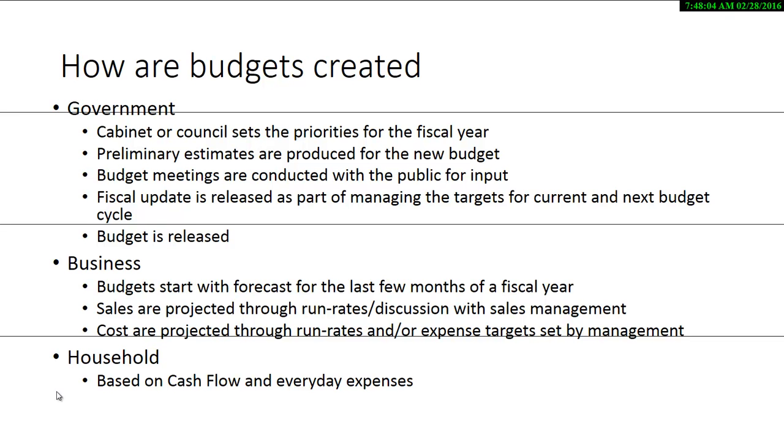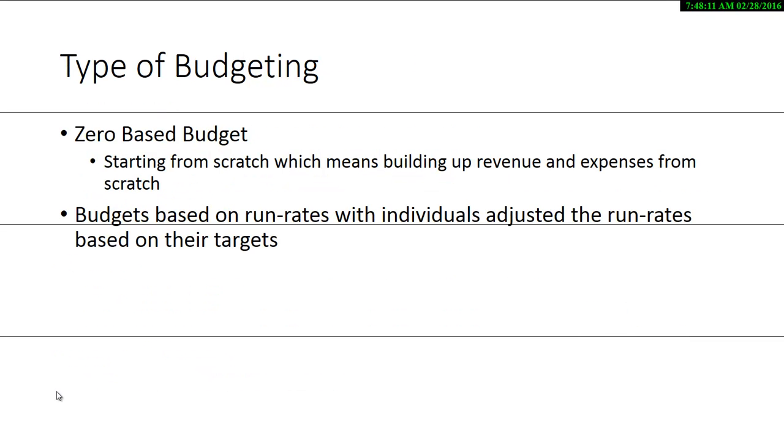A household budget is basically based on cash flow. People usually sit down on an annual basis and go through their budget. There are types of budgeting. There's what we call zero base. Basically, you start from scratch and build up the budget, so you build up your expenses and revenue from scratch.